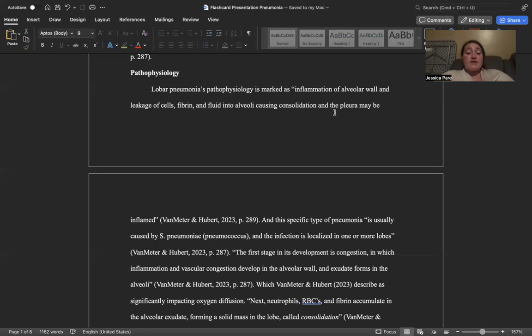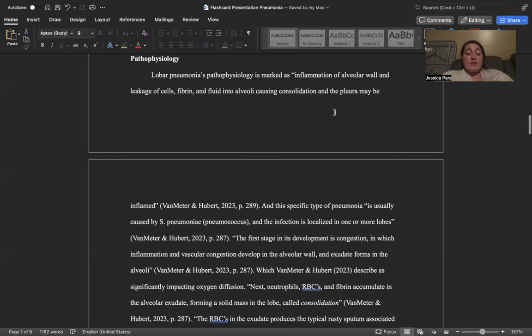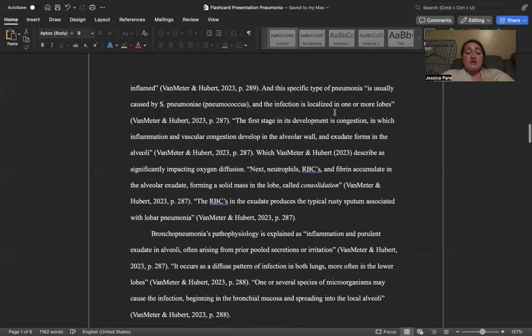The first stage in its development is congestion, in which inflammation and vascular congestion develop in the alveolar wall, and exudate forms in the alveoli, which Van Meter and Hubert describe as significantly impacting oxygen diffusion. Next, neutrophils, RBCs, and fibrin accumulate in the alveolar exudate, forming a solid mass in the lobe called consolidation. The RBCs in the exudate produce the typical rusty sputum associated with lobar pneumonia.